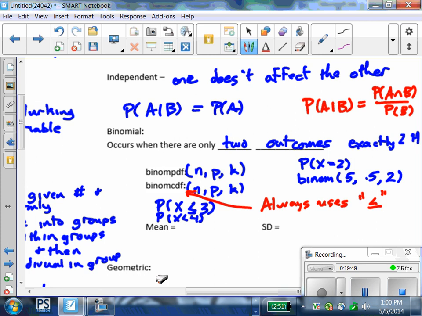The mean of a binomial, this is a situation that's given to you. That's just n times p. And another way to look at mean is expected value. And then standard deviation of a binomial is the square root of n times p times q.